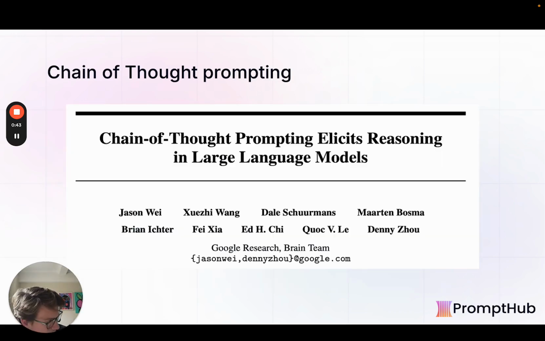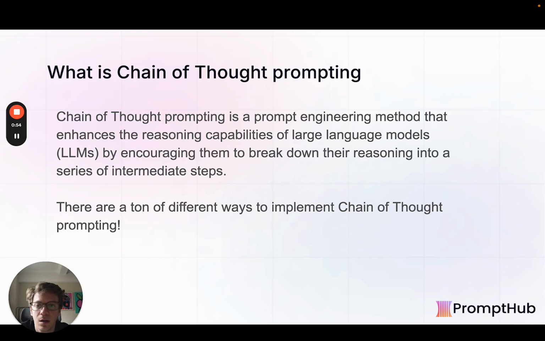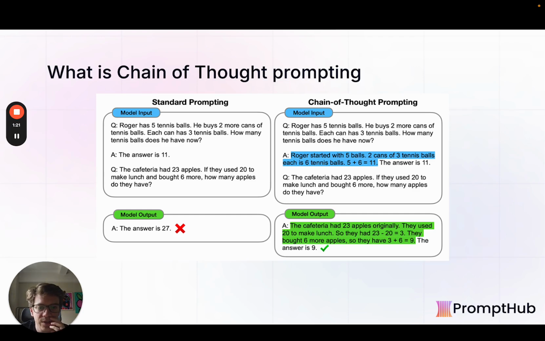The basis of a lot of this information comes from a paper out of Google back in 2022 called Chain of Thought Prompting Elicits Reasoning in LLMs, so it will be linked below. To start off, what is chain of thought prompting? Essentially, it's a prompting method that enhances the reasoning capabilities of LLMs by encouraging them to break down their reasoning and actually show their reasoning in their output, breaking down complex tasks into smaller pieces to solve. And there are a lot of ways to implement this. We'll start to take a look at some of those.